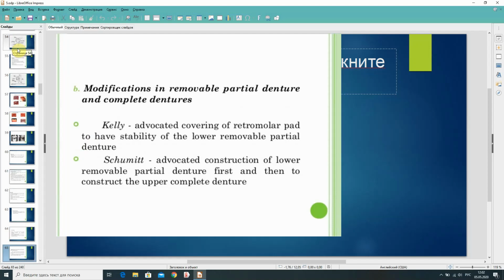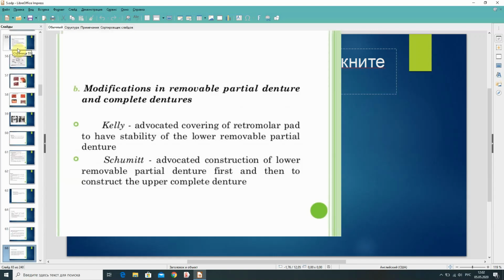Modifications in removable partial denture and complete dentures. Kelly advocated covering of the retromolar pad to have stability of the lower removable partial denture. Schmidt advocated construction of the lower removable partial denture first and then construction of the upper complete denture.